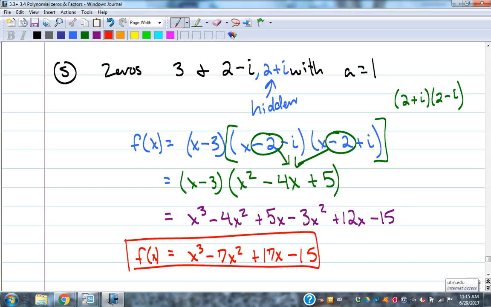Yes. That's the only time that's going to happen. That's correct. The only time that'll happen is if there's a square root or the i.